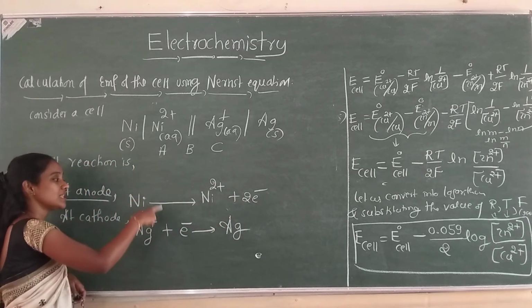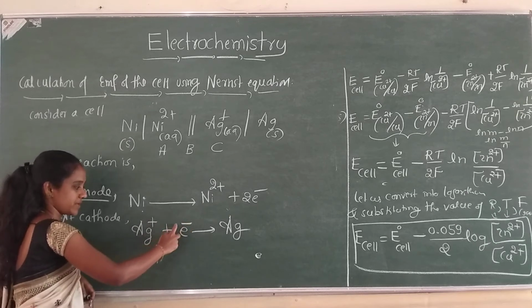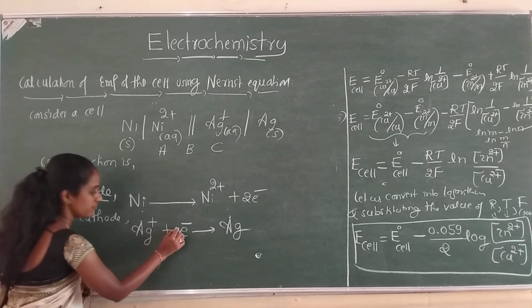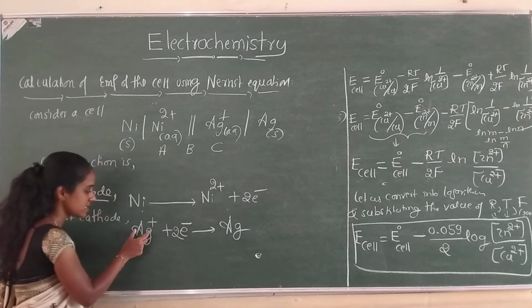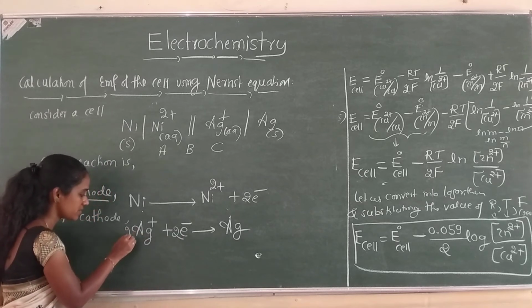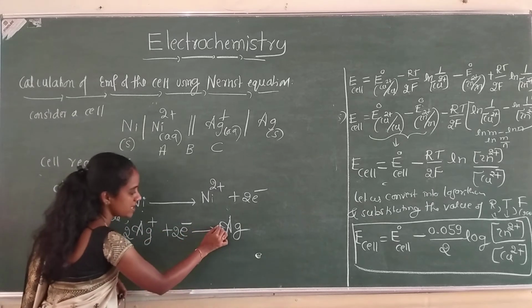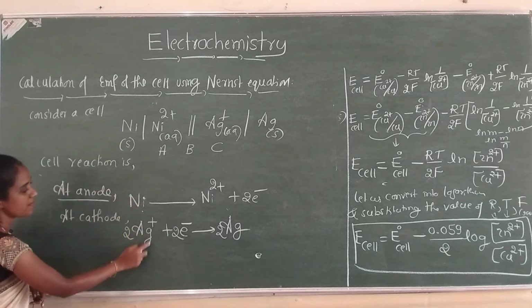So we need to balance these two reactions. See, here it is 2 electrons, here only 1 electron is present. That means we should add 2 electrons. For a single Ag plus we need only 1 electron, but if 2 electrons, then there must be 2 Ag plus ions and 2 Ag atoms, like this. Next we can write the cell reaction by combining these two.